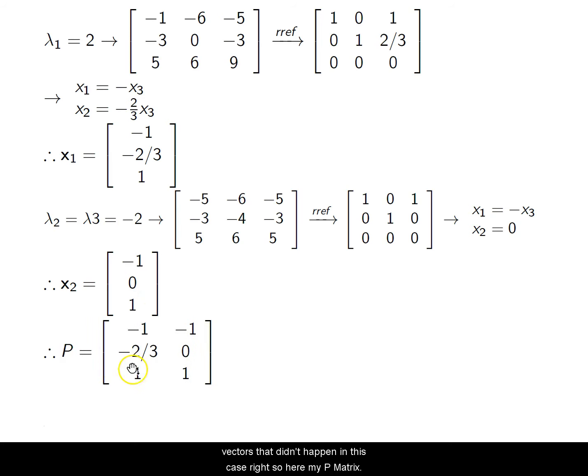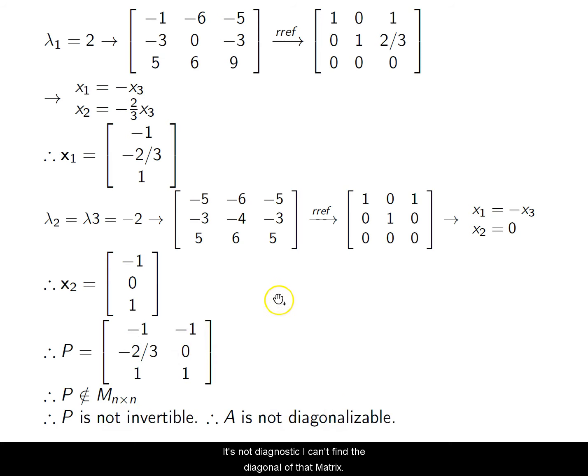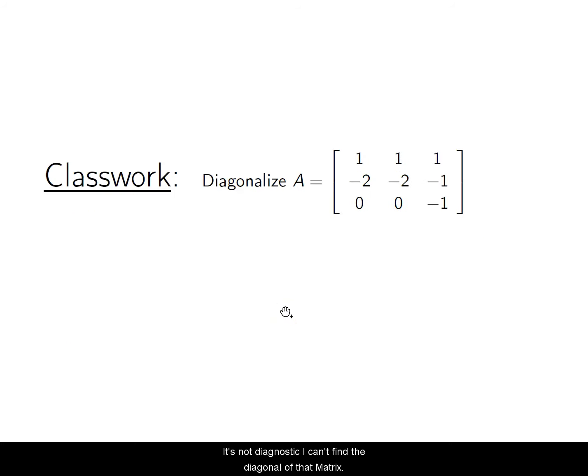So here my P matrix is 2 vectors that have 3 entries each. It is not n by n, right? It's not an n by n matrix. I can't find the inverse of this. There's no way. It has to be a square matrix in order to be invertible. So if this is not invertible, it's not diagonalizable. Okay, I can't find the diagonal of that matrix A, right? So your classwork is to diagonalize this matrix.